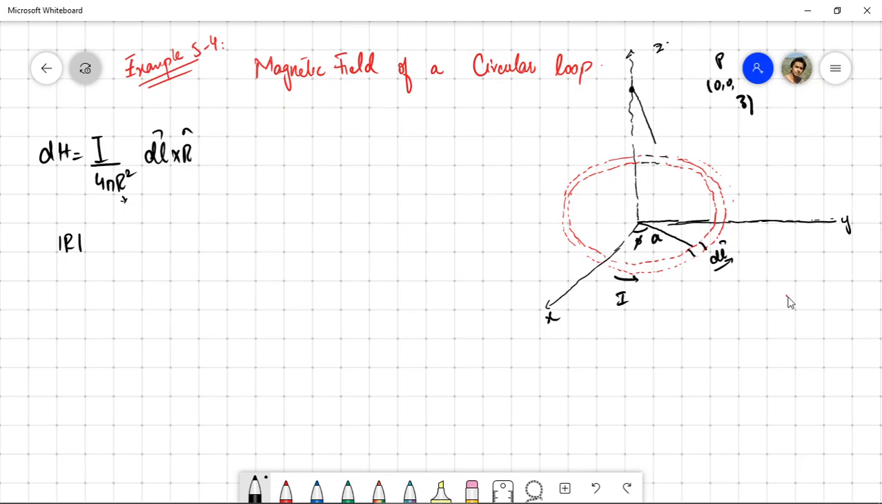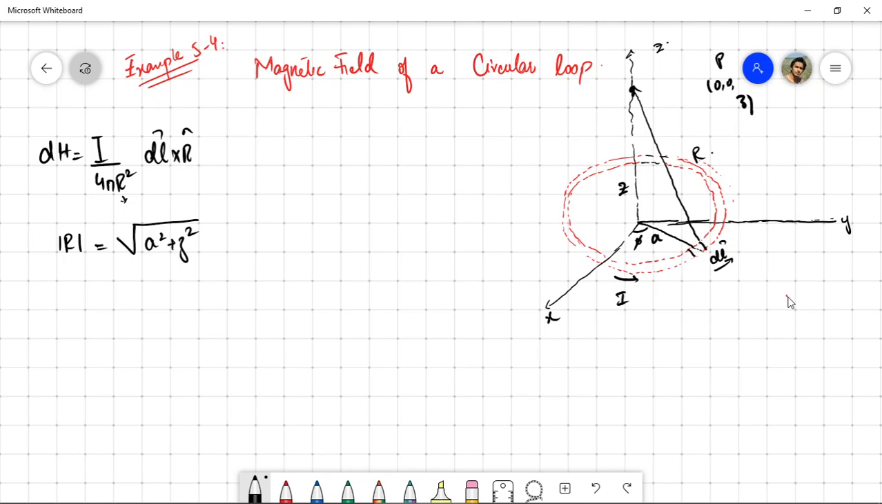This is the vector r, which points from dl towards the observation point, and this is the base. So this is a, and this side is along the z-axis, so we can call this side z, because he's given us that the coordinates of this point are 0, 0 and z. This means that this side is z. So we can say that the magnitude of r is the square root of a square plus z square.